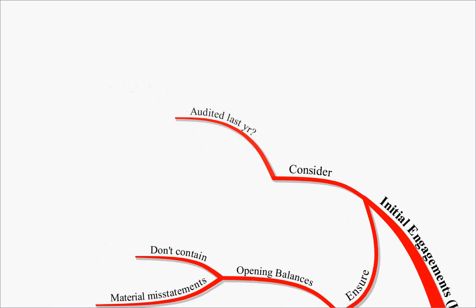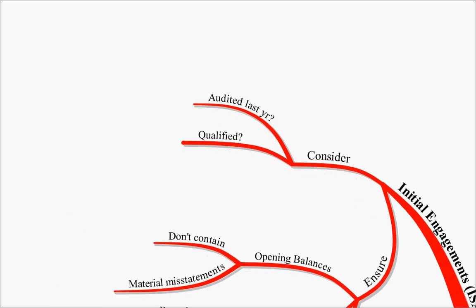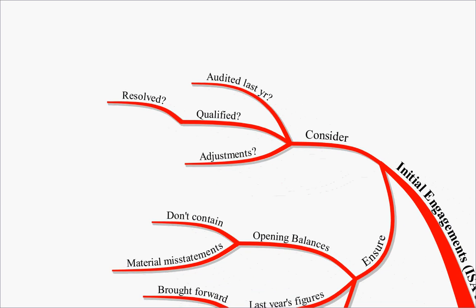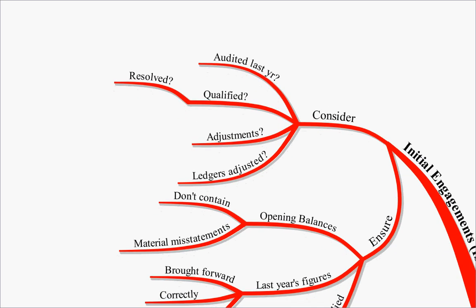To do this, you'll consider whether the accounts were audited last year. Was there a qualified audit report? Was it resolved? Have there been any adjustments? If there have, have the ledgers been adjusted to reflect those adjustments?